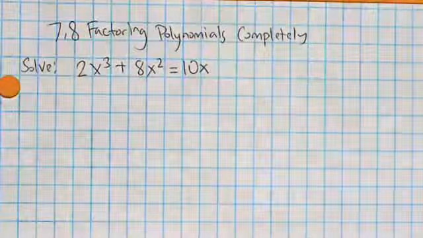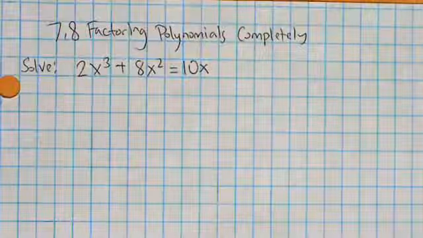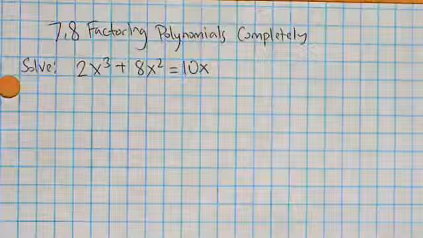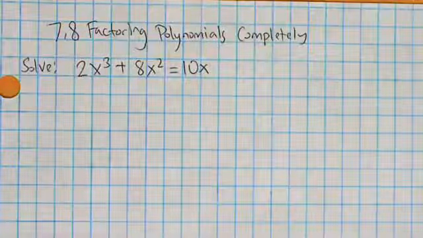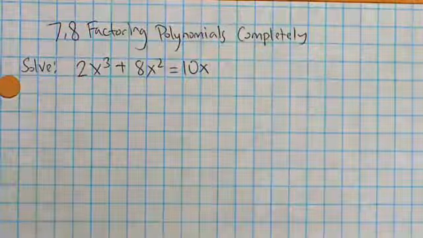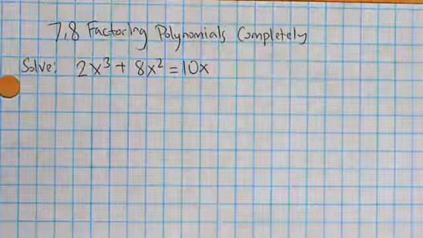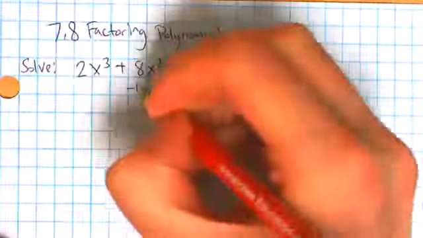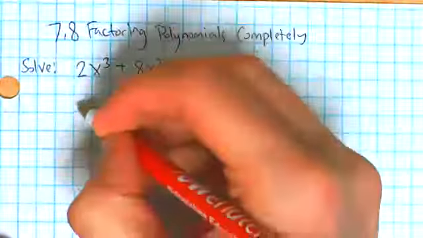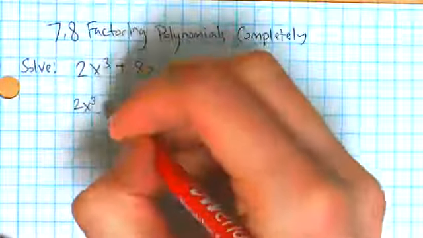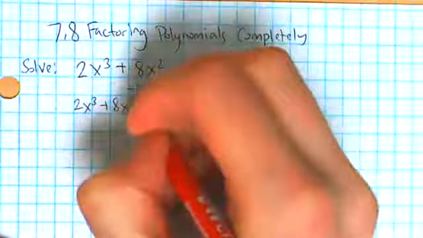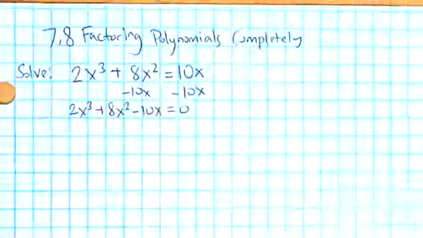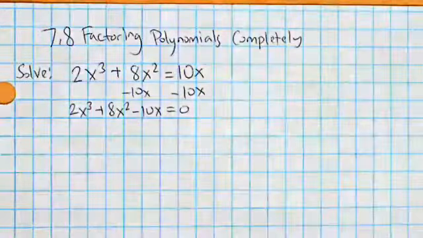And we're given 2x cubed plus 8x squared is equal to 10x. And in order to solve this equation, we must begin by moving our 10x over to the side that already has our x cubed and x squared terms on it. And I will do that by subtracting 10x from both sides. That will leave us with 2x cubed plus 8x squared minus 10x is equal to 0. And from here, we are now capable of going through and solving this.